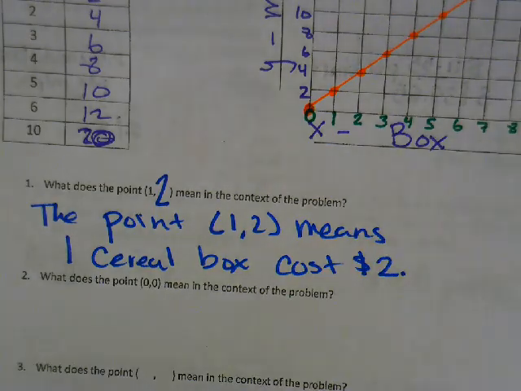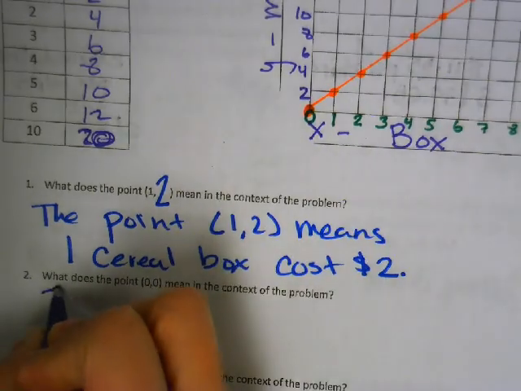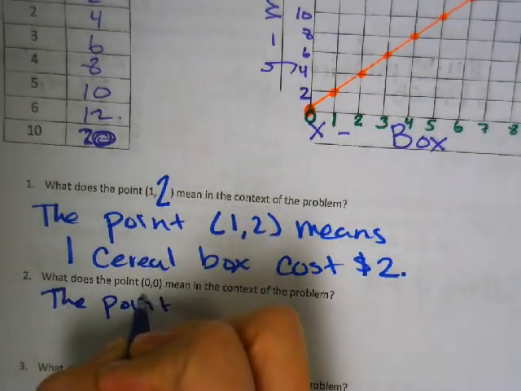All right. What does the point 0, 0 mean in the context of the problem? 0, 0 means 0 boxes cost $0.